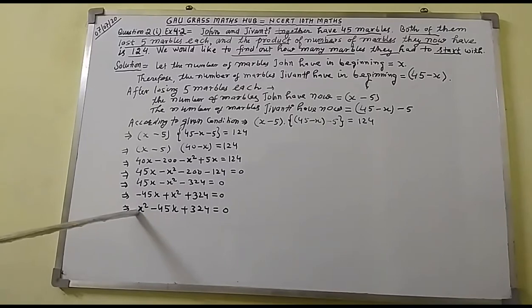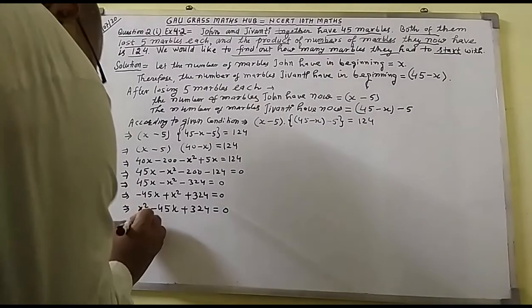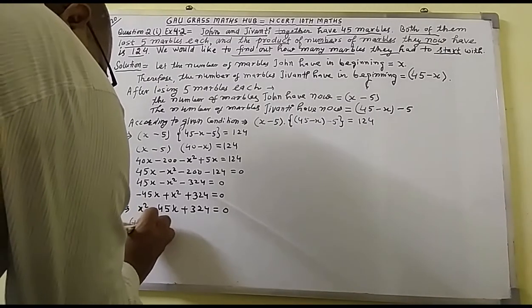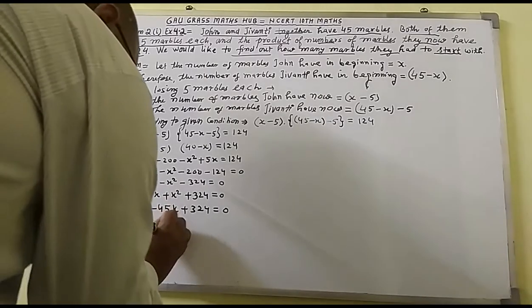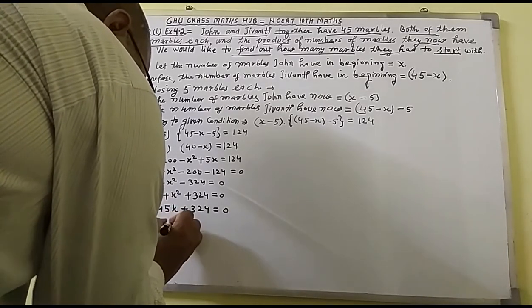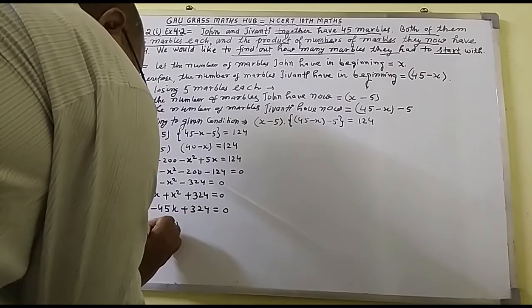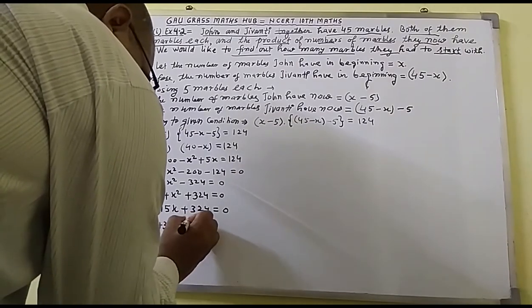Here you can see the coefficient of x square is plus 1, right, here plus 1. Here you can see the constant term is plus 324, right, here in another bracket 324. Both will be multiplied together. You will get 324.